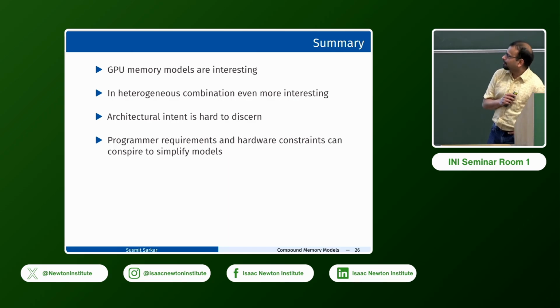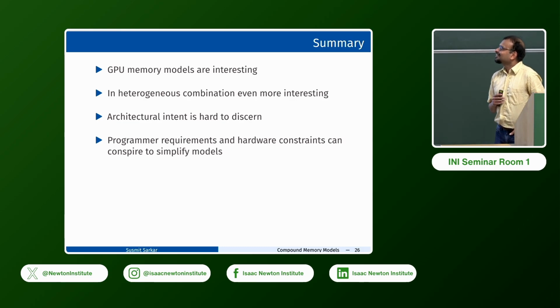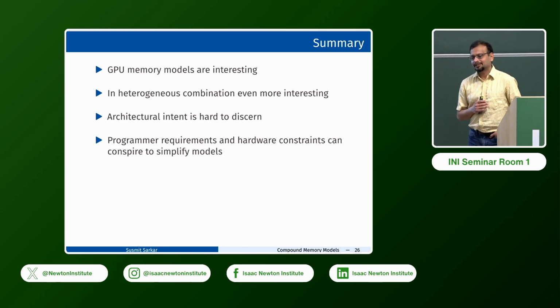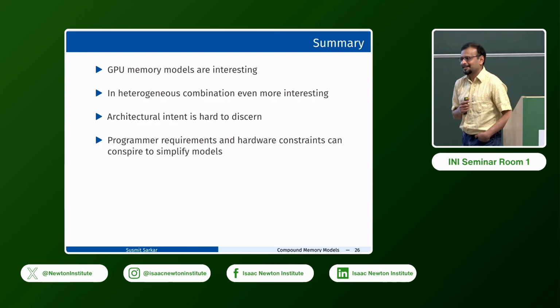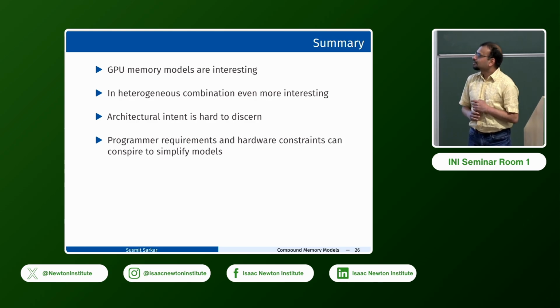So the message is that GPU memory models are quite interesting, and putting them together with other kinds of models increases the interestingness factor. And as is typical, the architectural intent is not always easy to discern. But one of the things we found in doing this is that, in fact, the world is better than we imagined, because programmer requirements and properties of hardware do conspire sometimes to simplify the space of almost arbitrary models that you might have into something much more reasonable, something that we can prove some good properties about.